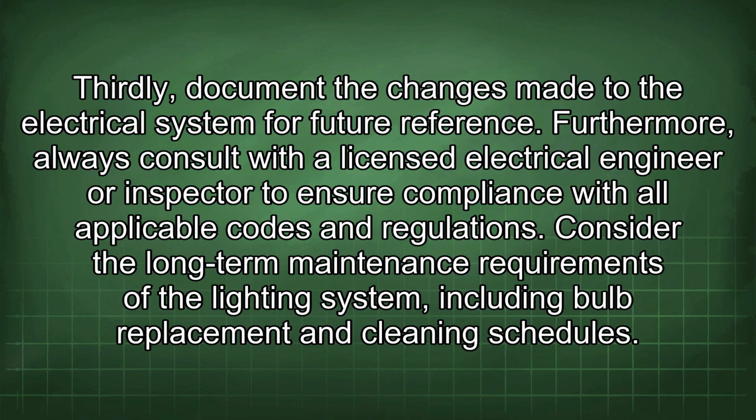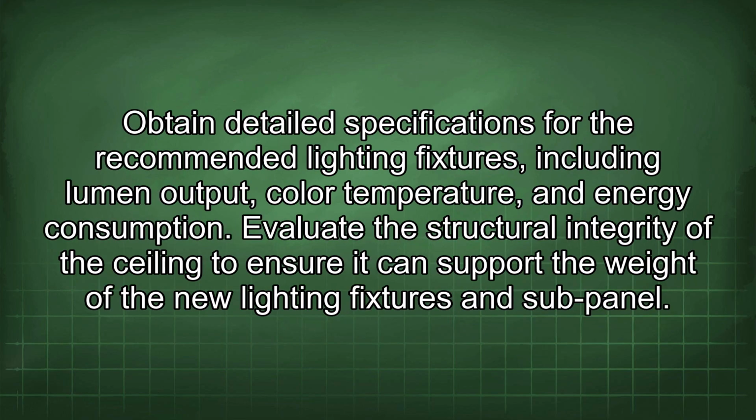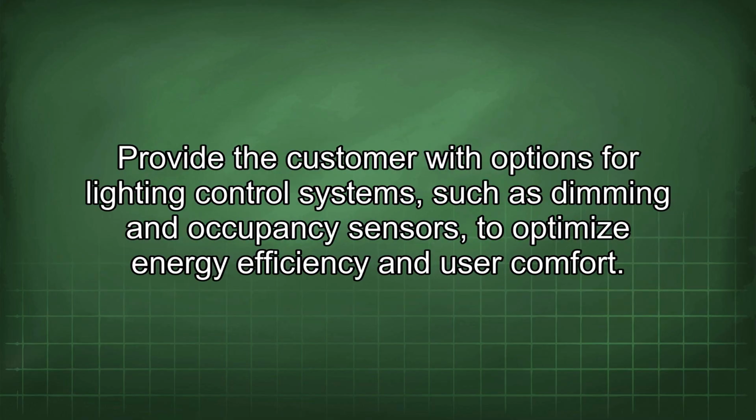Consider the long-term maintenance requirements of the lighting system, including bulb replacement and cleaning schedules. Obtain detailed specifications for the recommended lighting fixtures, including lumen output, color temperature, and energy consumption. Evaluate the structural integrity of the ceiling to ensure it can support the weight of the new lighting fixtures and sub-panel. Provide the customer with options for lighting control systems, such as dimming and occupancy sensors, to optimize energy efficiency and user comfort.